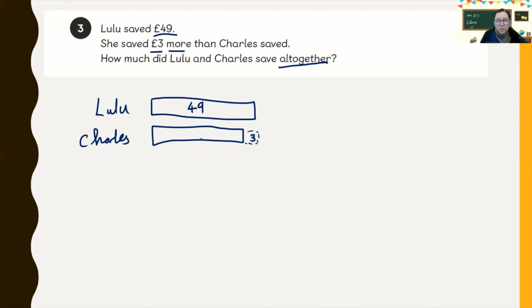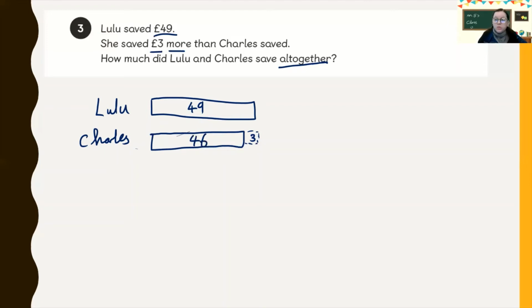So how do we find how much Charles saved? Which calculation do we need? It's a takeaway. We can do this in our heads. We can take away 3 from 49 in our heads. 49 going backwards, remember. 48, 47, 46. Well done. So we know that Charles saved £46. That is no longer a mystery. Unlike my ability to use this pen, which remains a mystery.